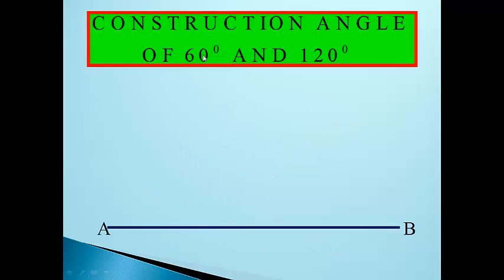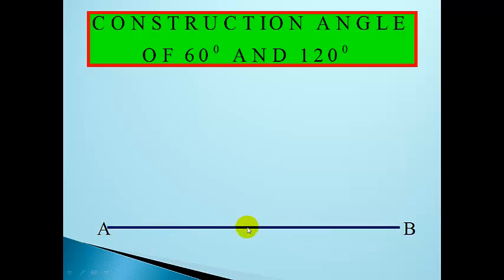Construction of an angle of 60 degrees and 120 degrees. Now let's look at how we can construct an angle of 60 degrees and 120 degrees. Now you draw your straight line. So we have our straight line drawn with the help of our ruler. So we have the straight line AB drawn.